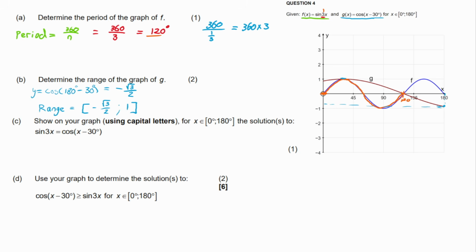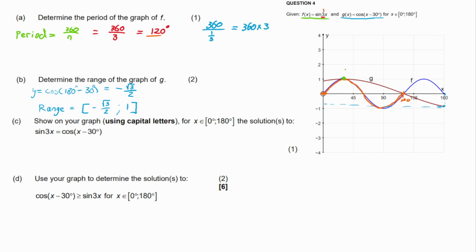Okay. Now, we have to show on our graph using capital letters, so it's in bold, so it's important. So we have to use capital letters for x is the element from 0 to 180. So they're just saying from 0 to 180, what they've already shown. The solutions to sine 3x is equal to cos x minus 30. So this is just the points of intersection. We don't even have to calculate the points of intersection. We just need to find where the f of x is equal to g of x. So you'll see they intersect over here.